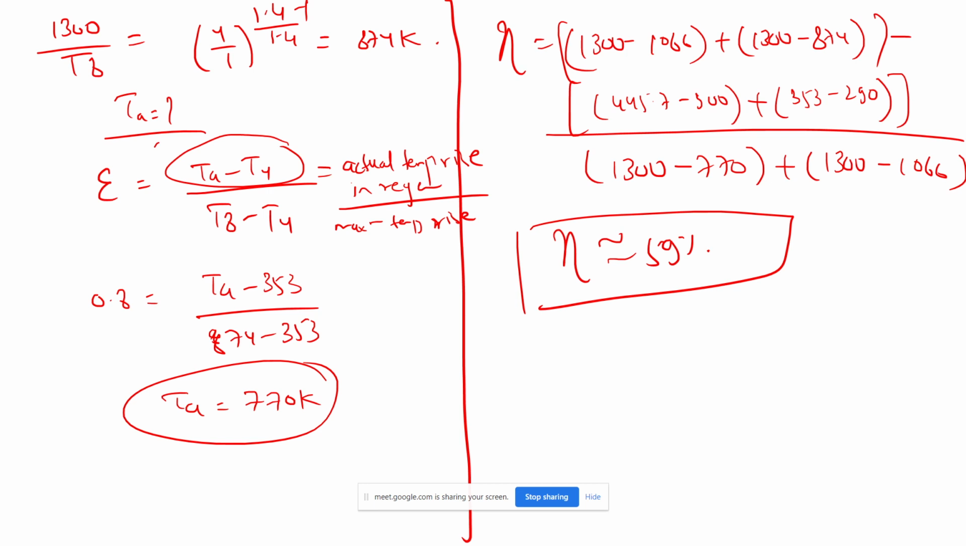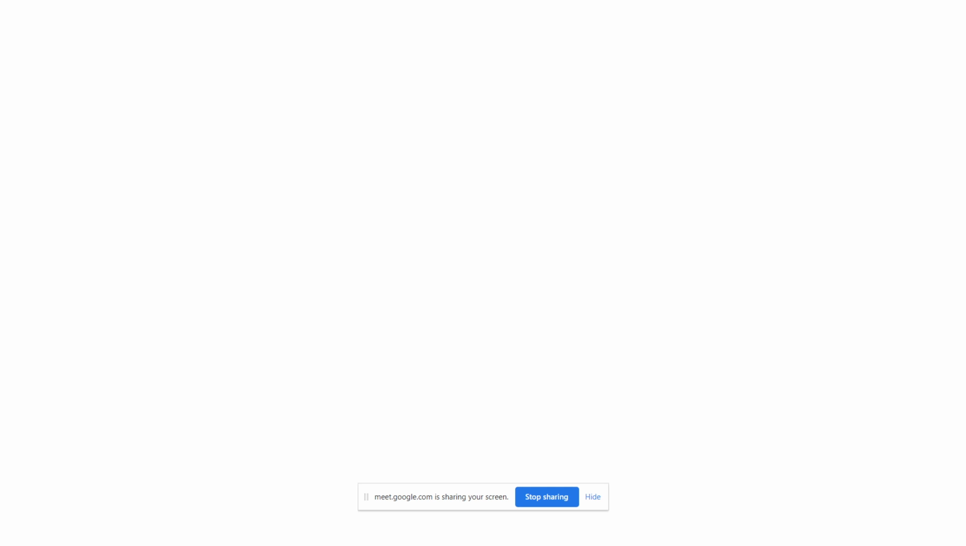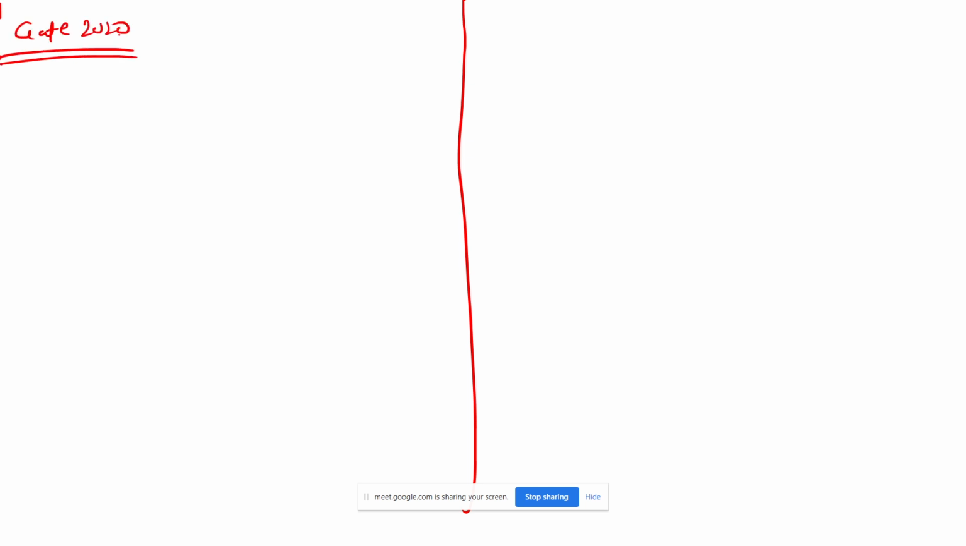So I will do one more problem on this, which came in GATE 2020. Okay, and then this topic will be over. From the next class, we will start with the steam cycle, the Rankine cycle. So I'll give you that question also, which was asked in GATE 2020.